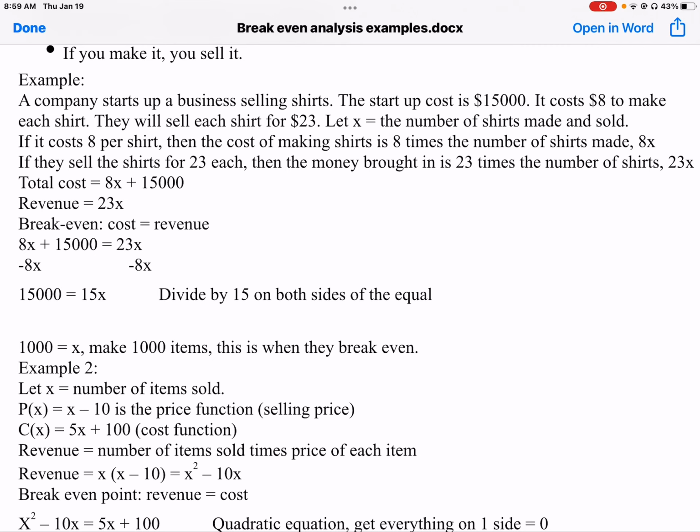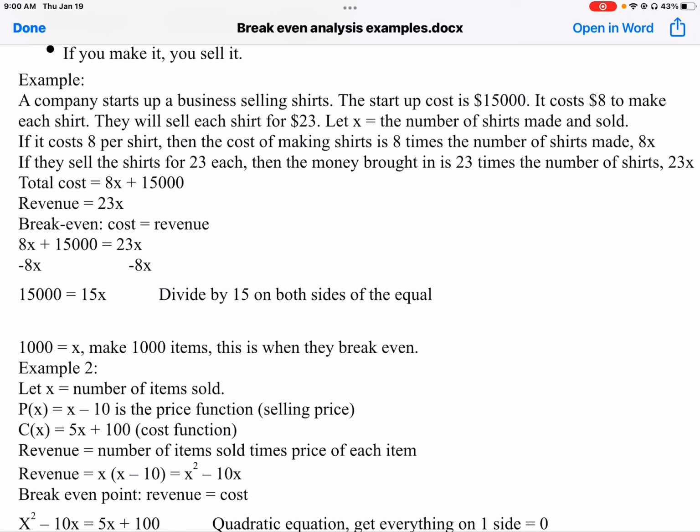If it costs $8 per shirt, then the cost of making shirts is 8 times the number of shirts made. The number of shirts made is X, so 8X. If they sell the shirts for $23 each, then the money brought in is 23 times the number of shirts sold, so that's 23X. Here we're assuming that X is the number made and the number sold, so we're assuming that that's the same.